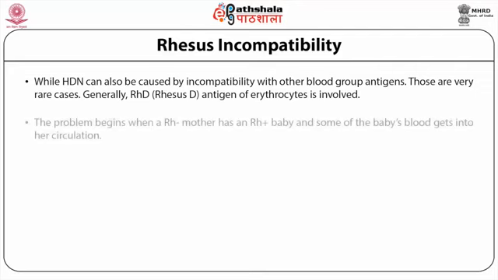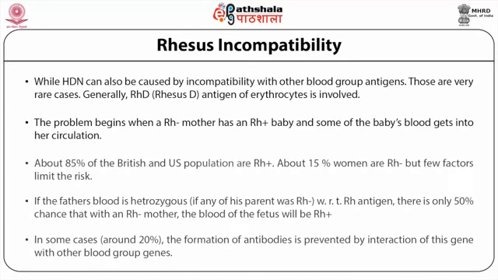The problem begins when an Rh negative mother has an Rh positive baby, and some of the baby's blood gets into her circulation. The mother's immune system makes antibodies against Rh antigen. Normally, the first baby is not affected. However, if a pregnancy with another Rh positive fetus occurs, the mother's antibodies cross over the placenta and destroy the fetus by attacking its blood cells. About 85% of the British and US population are Rh positive.